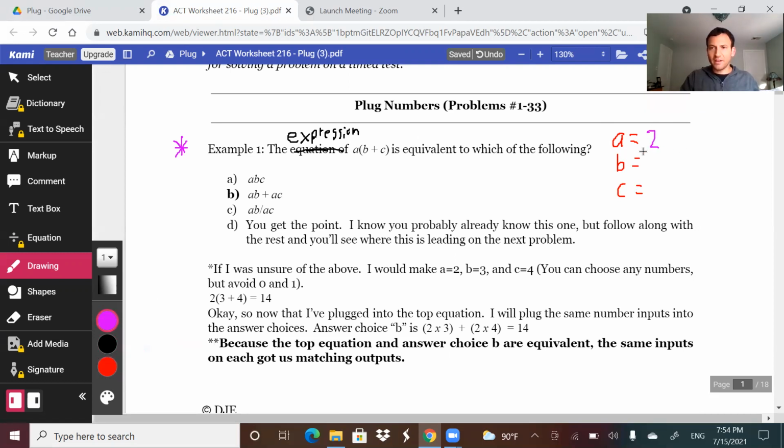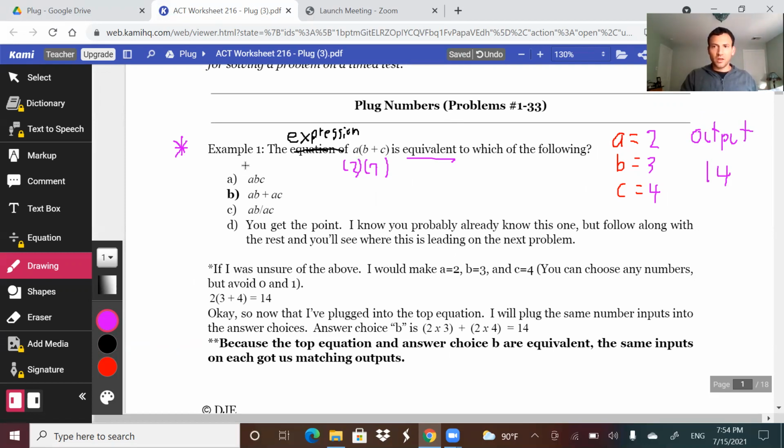So I'm just going to make A 2, I'm going to make B 3, and I'm going to make C 4. My logic is that if I put these inputs into this expression, whatever output I get, if I put these same inputs into the answer choices, then the correct, equivalent expression should match the output I originally got. If they're the same expression, the same inputs should yield the same output. So if we apply this, we have 3 plus 4, which is 7, times 2, and that gets us an output of 14. So with these inputs in this expression, we get an output of 14.